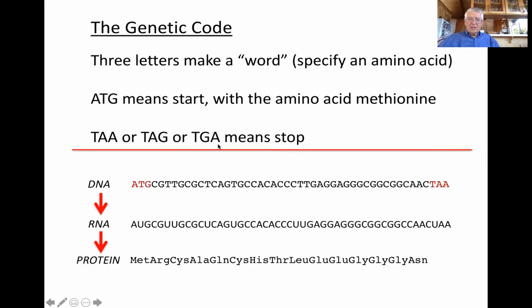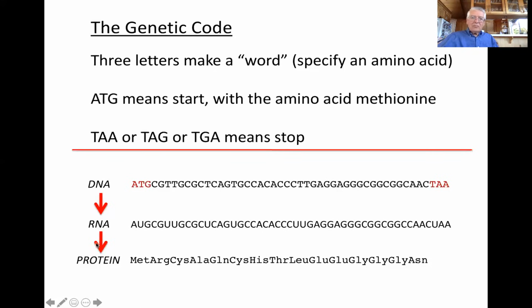If you work out the math here, if you've got 4 different letters in your alphabet, and all your words are 3 letters long, how many possible words are there? And the answer turns out to be 64. There are not 64 amino acids, there are 20. And so you have situations where GGA might mean lysine, but GGG will also mean lysine. So there's some, we say, redundancy in the code.